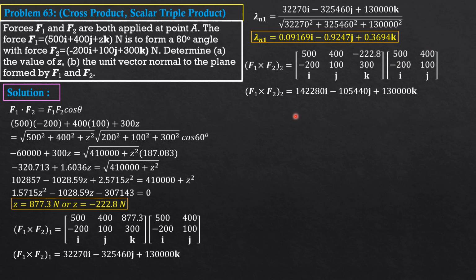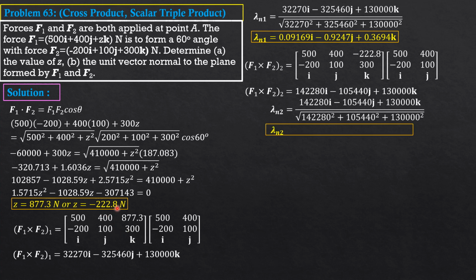So the unit normal vector 2 is this vector divided by the magnitude, square root of 142,280 square plus 105,440 square plus 130,000 square. So the unit normal vector when Z is negative 222.8 is equal to 0.6477 I minus 0.4800 J plus 0.5918 K. So that's it for this problem.